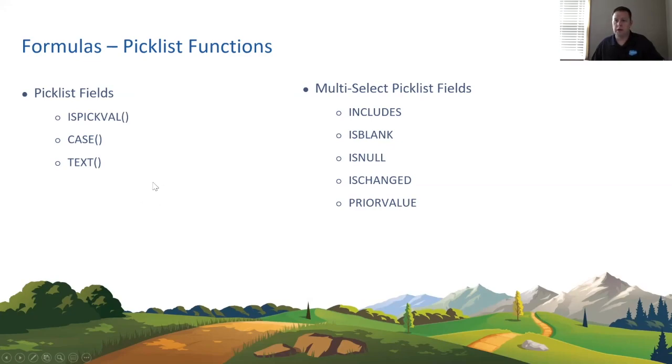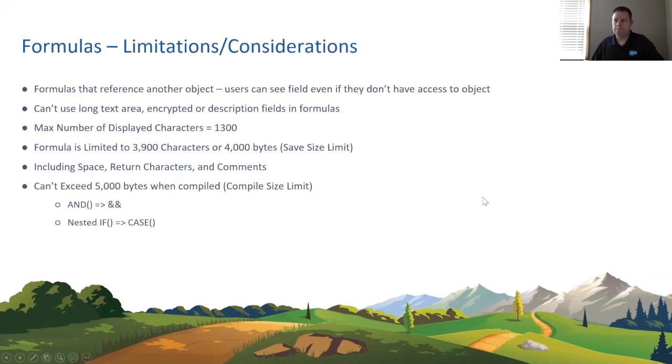I don't think it would be crazy if that was some sort of a question on the test. For multi-select pick lists, you also have includes, is blank, is null, and remember is blank is the replacement for is null, is changed, and then prior value. Those are the ones for multi-select pick lists.